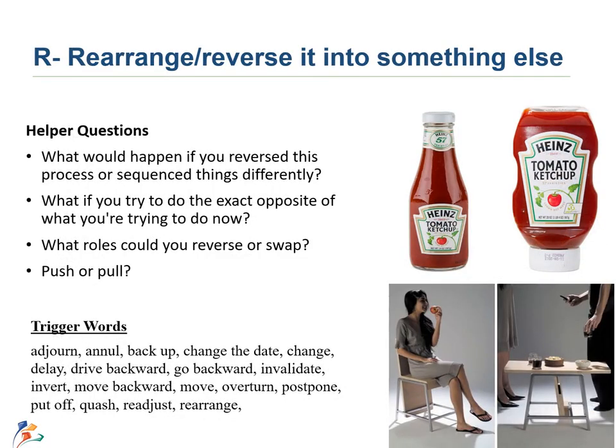R in Scamper stands for reverse or rearrange. Think of how you can reverse or rearrange some actions or elements in your product. Ask yourself the following questions. What would happen if you reversed this process or sequenced things differently? What if you try to do the exact opposite of what you're trying to do now? What roles could you reverse or swap? Push or pull action.